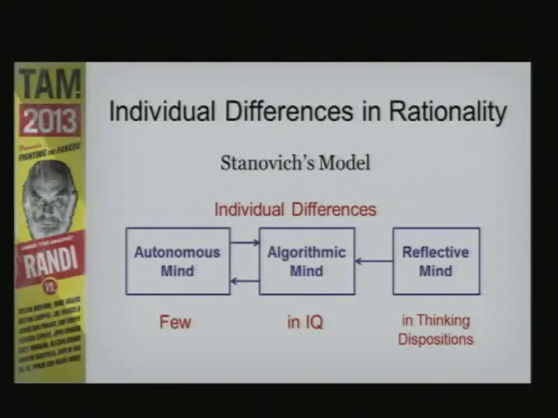In type two processes, we can actually divide this into two major clusters. One of them he calls the algorithmic mind, and those are the things that IQ tests tap into. The algorithmic mind is the part of type two processes that allows you to do complex computations and think through problems and come to difficult answers. And then there's the reflective mind. The reflective mind shows a lot of individual differences in what we call thinking dispositions.